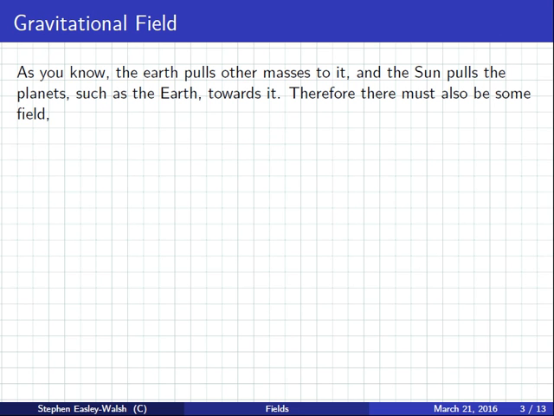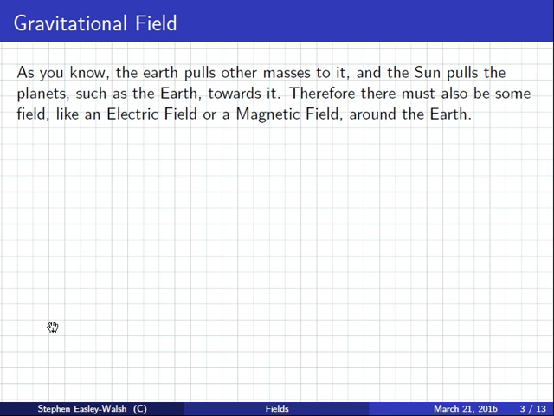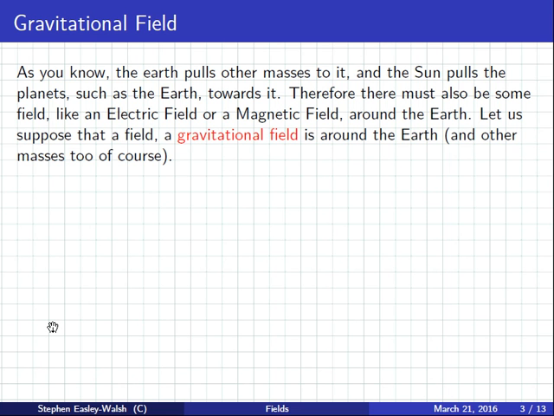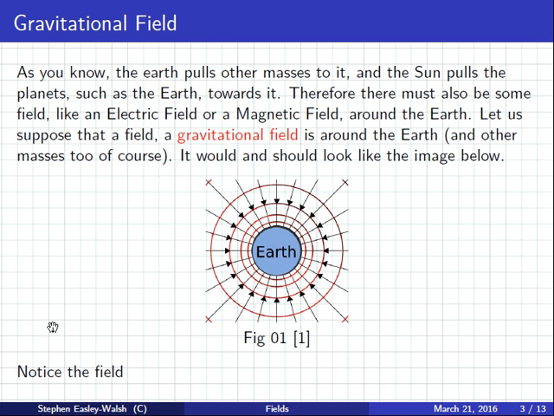Okay, so as I was saying, there must be some field, like an electric or magnetic field. Although, of course, it's not electric or magnetic, it's something different, around the Earth. So let us suppose that a field, a gravitational field, is around the Earth, and other masses too. It would look something like this. Everything gets pulled towards the Earth.